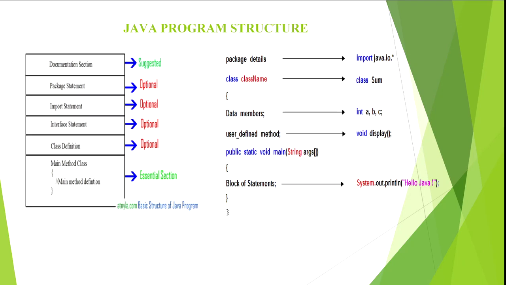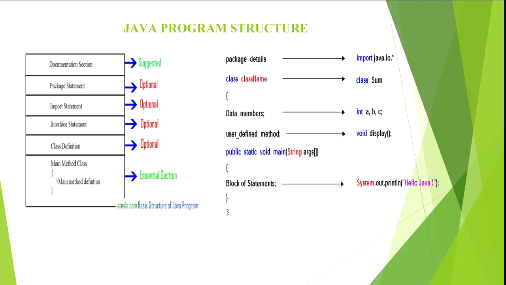And the last section is the main method class. This is the only compulsory section in the Java program. It contains the main method. The main method creates objects of the various classes used in a program. The interpreter always executes the program from the method main. On the right side, you see the figure. In this figure, I have given example statements that belong to the various sections.